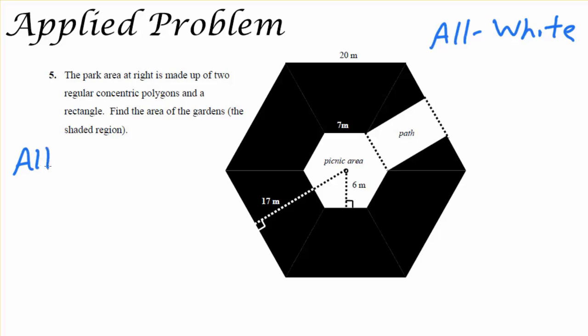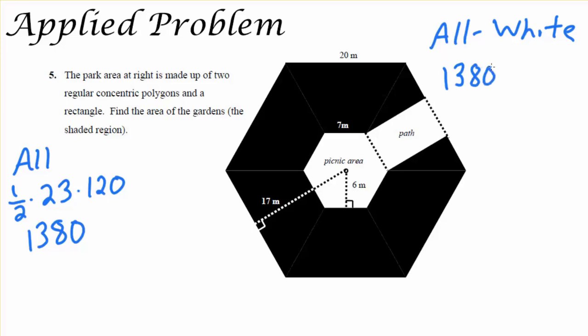So let's find the area of the whole thing. The whole thing is a hexagon, a big, gigantic hexagon. So 1/2 times the apothem, and be very careful, it's going to be 17 plus 6, so the apothem is 23, times the perimeter, 20 times 6, which is 120. So calculating this down, my area of the whole thing is 1,380. So I'll go ahead and write that value up over to the side.